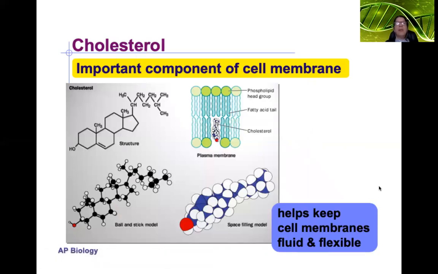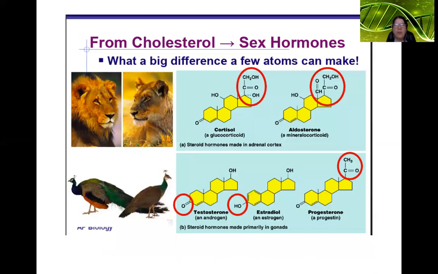Another important lipid is cholesterol. Cholesterol is in the group of sterols. Sterols form ring structures. Cholesterol helps keep cell membranes fluid and flexible, and we're going to talk a lot more about cholesterol when we talk about the structure of cellular membranes. From cholesterol, you can also make sex hormones, steroid hormones, such as cortisol, aldosterone, testosterone, estrogen, progesterone, which are all made as modifications of cholesterol.